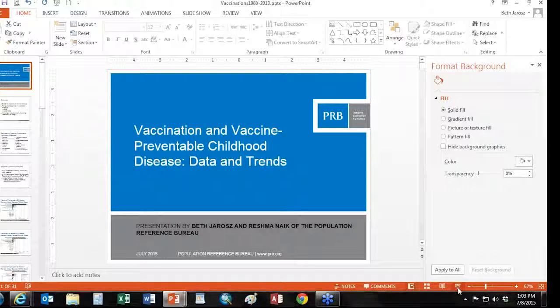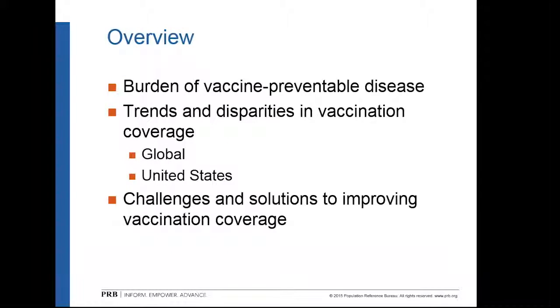What we're going to cover today are a series of topics, starting specifically with why vaccine-preventable childhood diseases remain an important public health concern. Then I'll talk about trends and disparities in vaccination coverage, both globally and in the United States, and then we'll dive down into the local data specifically for California, and then wrap up with challenges and solutions to improving vaccination coverage worldwide.